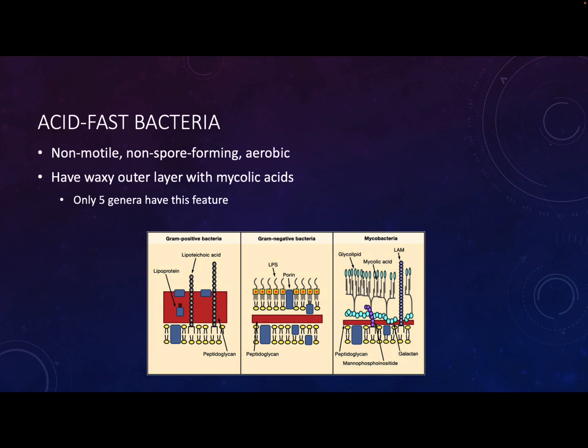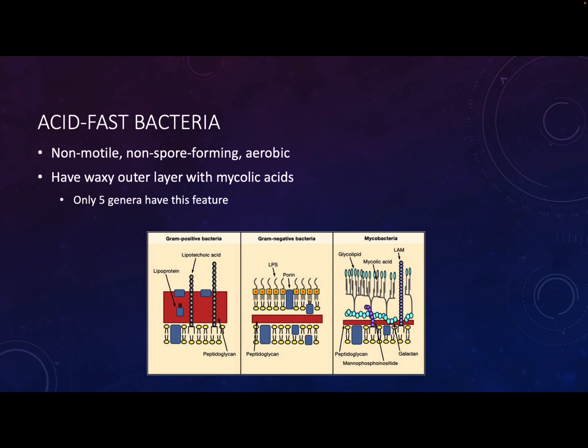What they're trying to illustrate in this cartoon here: here's a classic gram-positive. We have the one phospholipid bilayer surrounded by a thick layer of peptidoglycan. It has the lipoproteins and the teichoic acids. In the middle is your gram-negative, where you have the two membranes and a very thin layer of peptidoglycan. And you have the LPS. Remember, LPS is super important for gram-negatives.